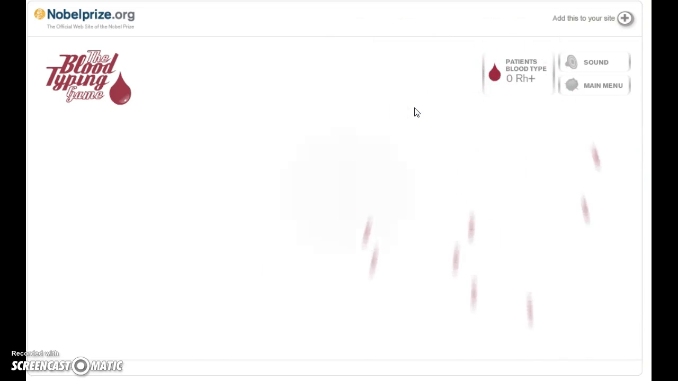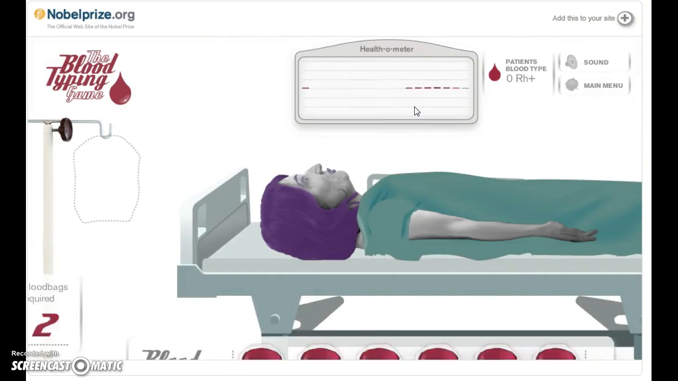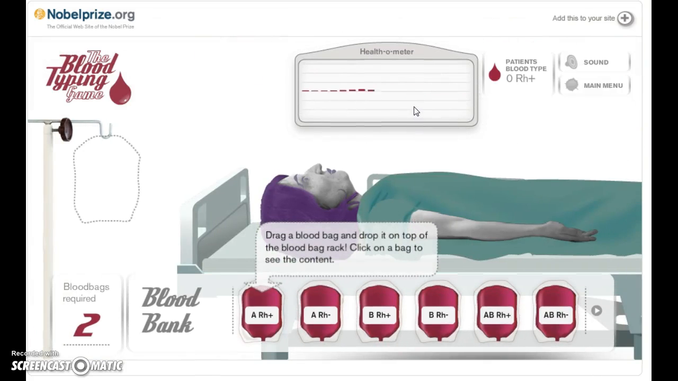Okay? So this person is going to be O positive. And now for the transfusion. Because they don't have any A antigens, they have A antibodies. So A blood is out.